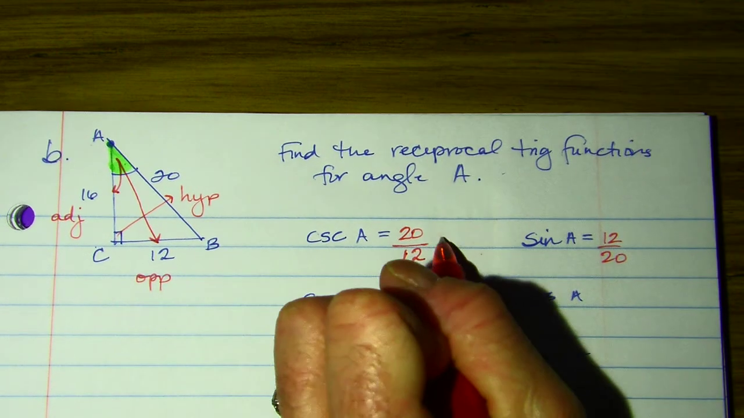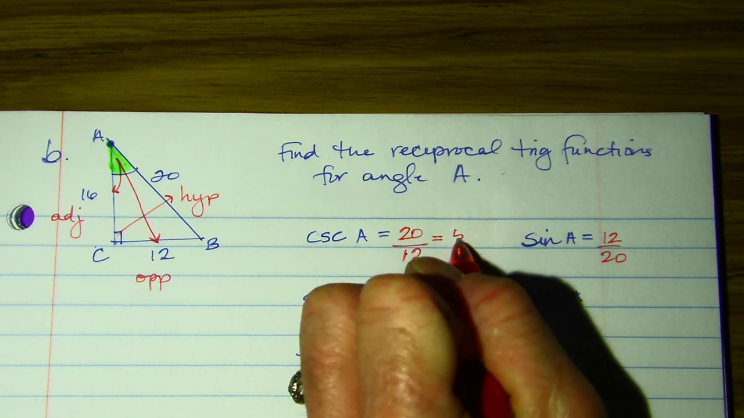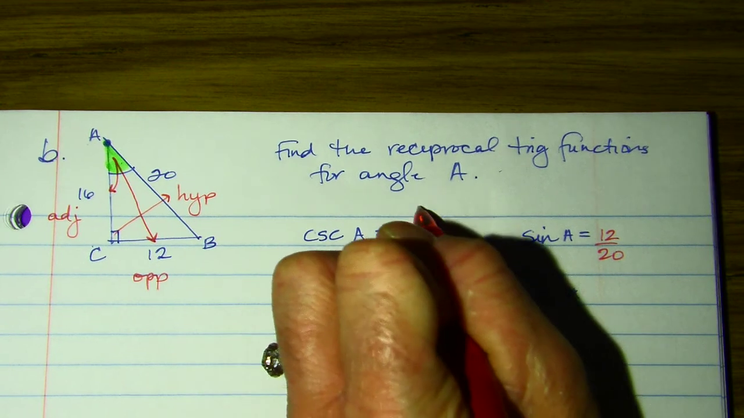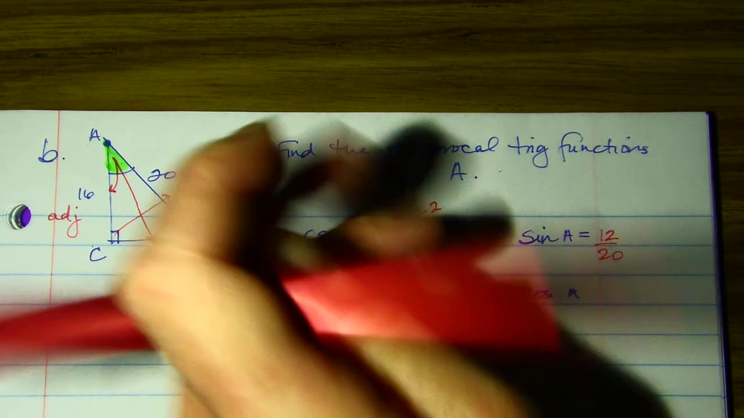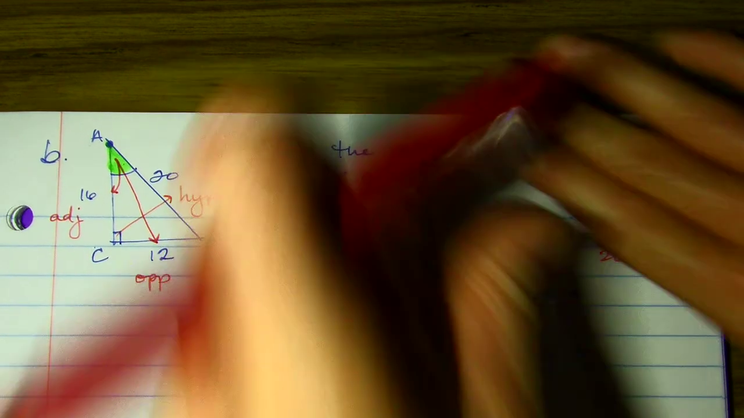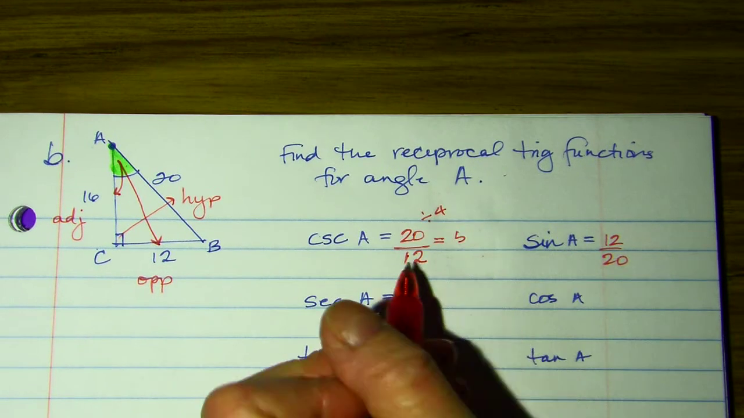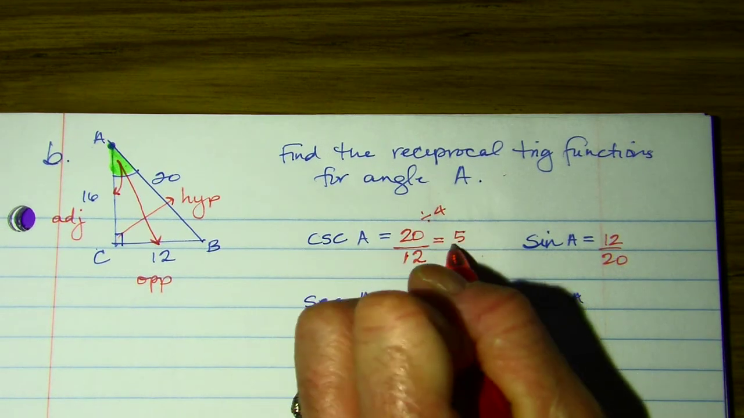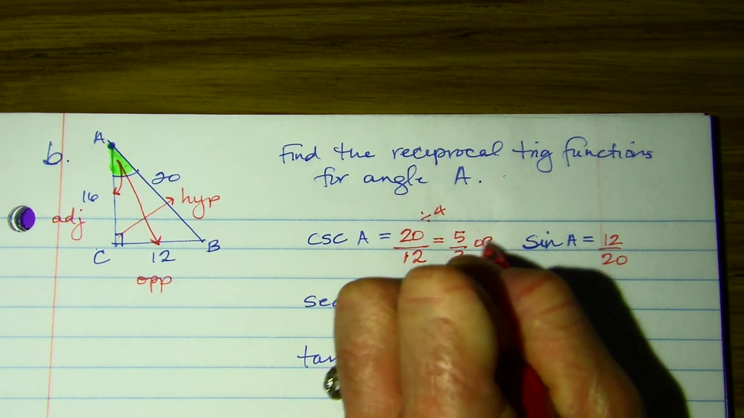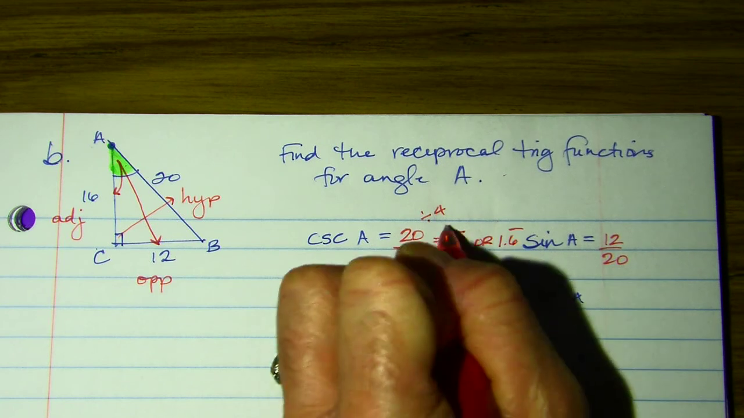These are both reducible by 4. 20 divided by 4 is 5. 12 divided by 4 is 3. Or you could write the decimal version. It's up to you.